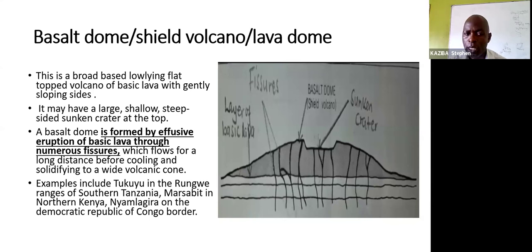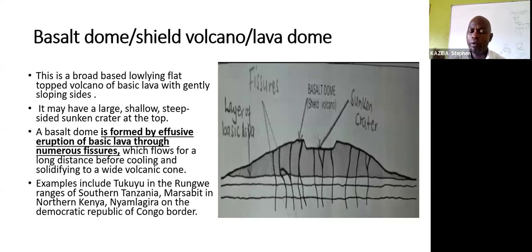How was it formed? Nature of eruption, silent eruption, effusive eruption. Nature of material, basic lava. So, effusive eruption of basic lava. Nature of passage, through numerous fissures. So the material gets out silently through fissures. And because it is basic, it is able to flow for a long distance before solidifying. And they form a wide cone.